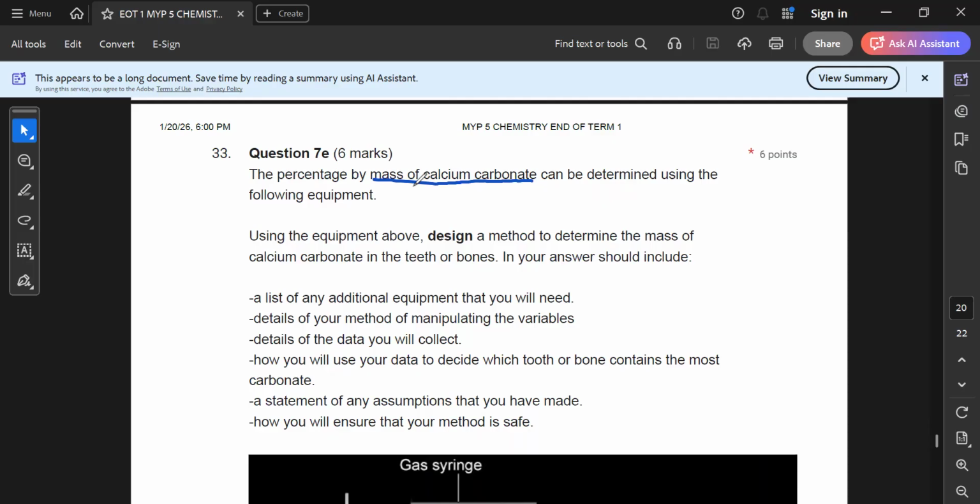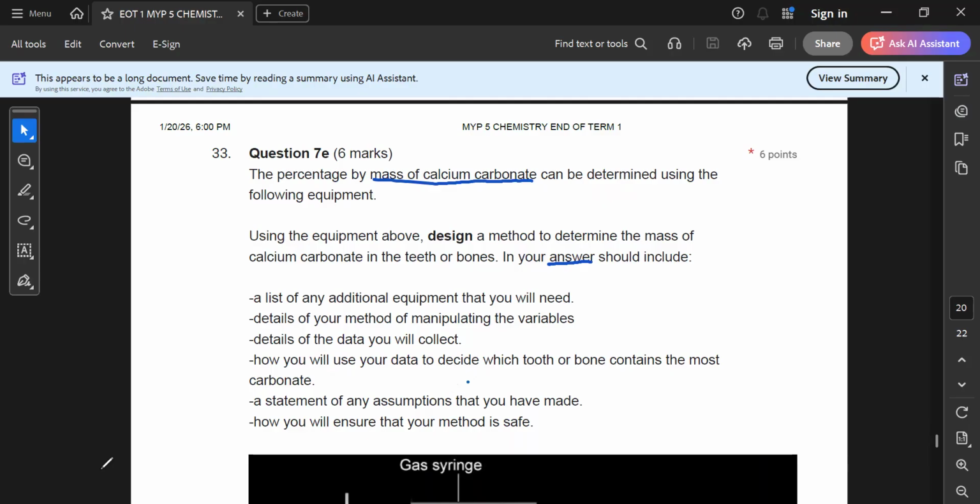Now they have designed the experiment, and they will say, design an experiment. In your answer, include the following. I advise you also give your points following the bullets given to you. Now they said a list of any additional equipment that you will need. Here you think, what are my controlled variables? How can I keep them the same?